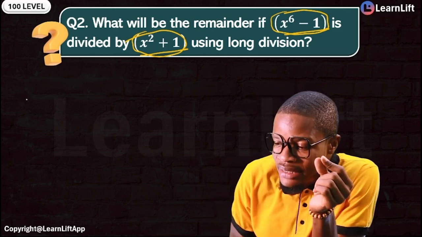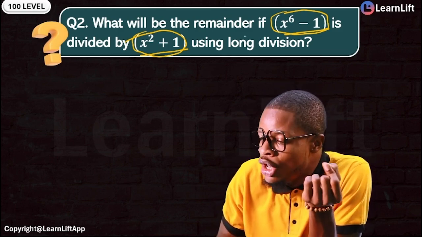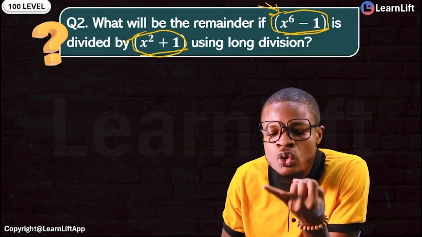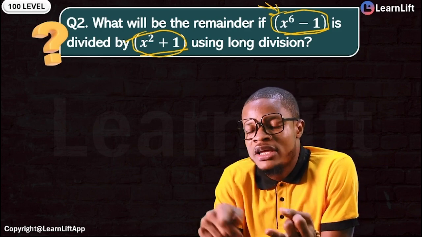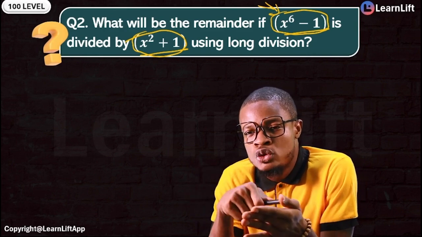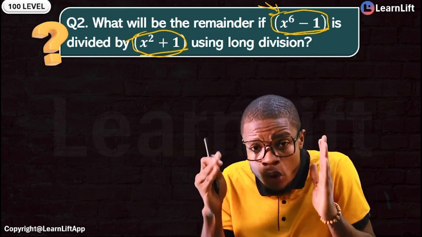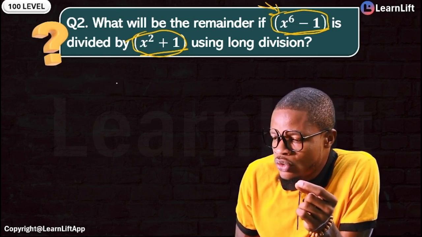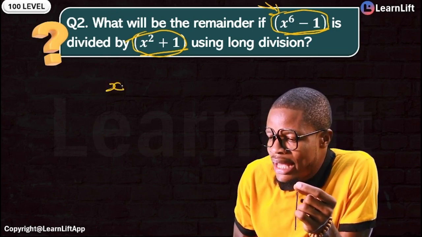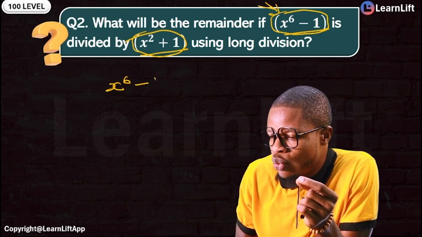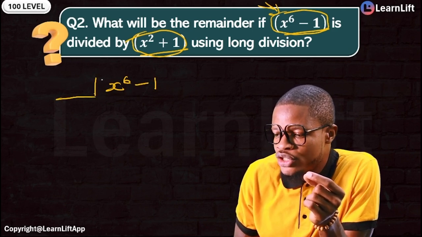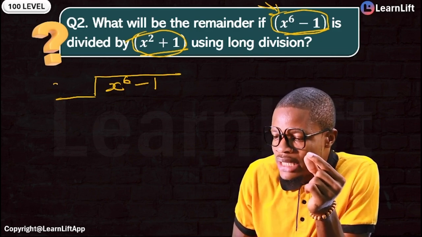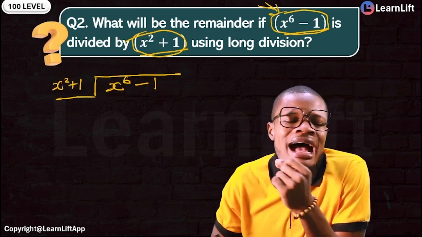Let me show you this. The secret to this question is very simple. What is the power of this polynomial here? The degree of the polynomial is 6. After 6, they did not put 5, 4, 3, or 2, they just jump. Now follow me. Bring out your polynomial, x raised to the power of 6 minus 1, and put it inside your long division box like this. The one outside is the divisor, that's x squared plus 1.